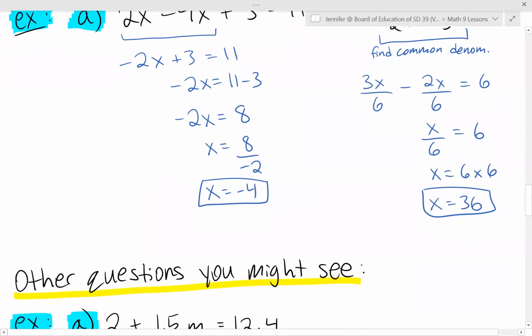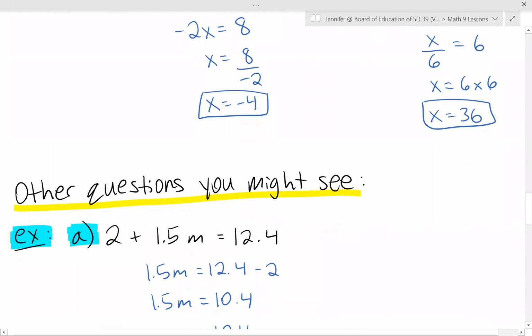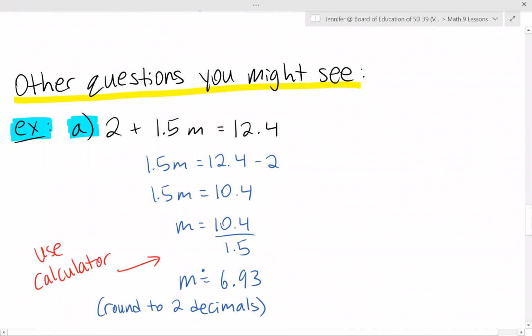Some other types of questions you might see might have decimals involved. Same idea though, just do the opposite operation until you solve. You can definitely use a calculator on this in this chapter. So if you get a question like this, you can just throw that right into your calculator. Generally for rounding, round to 2 decimal places unless I tell you otherwise.